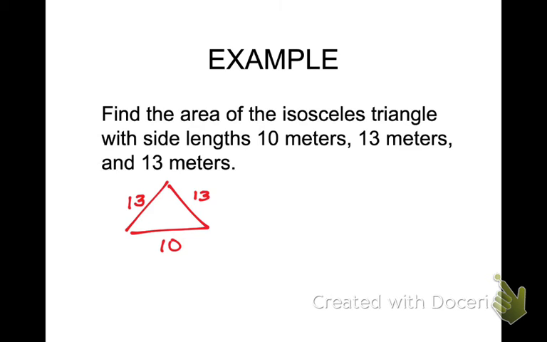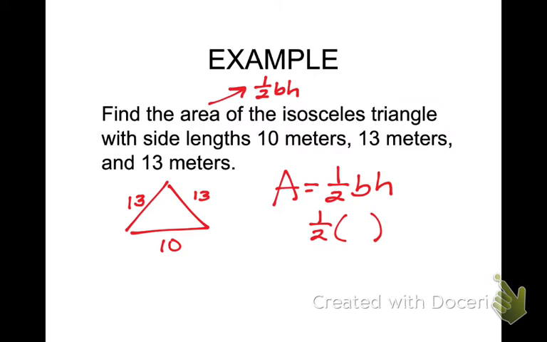How do we find area of a triangle? 1/2 base times height. Good. So we need to do a 1/2 base times height for my area of a triangle. So area is equal to 1/2 base times height. Do we know the base of that triangle? Yes, it's 10. Do I know the height of that triangle? No. But I can solve for it.